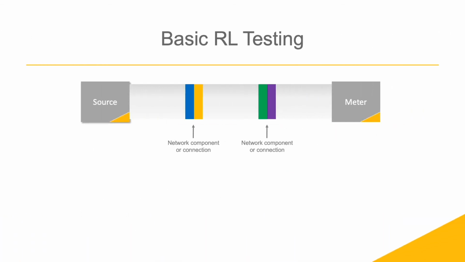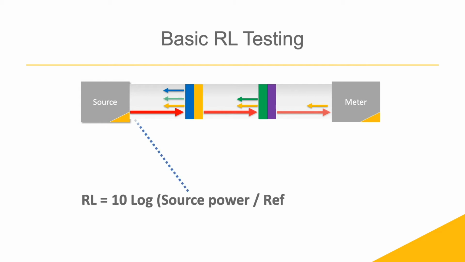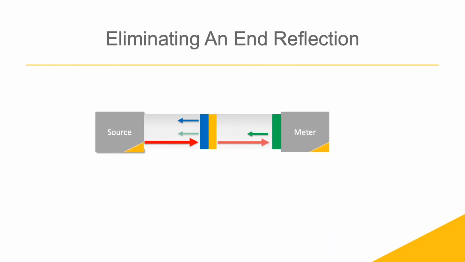Return loss is measured with the internal power meter attached to the directional coupler. Here we see a multi-fiber assembly. The red arrow shows the signal transmitted from the source. Each interface in the assembly reflects a small amount of power back to the source. These reflections are shown by the small blue, green, and yellow arrows. Backscatter caused by Rayleigh scattering inherent to the fiber is also part of the reflected power. The source power is compared to the total reflected power, and the ratio is expressed in dB.